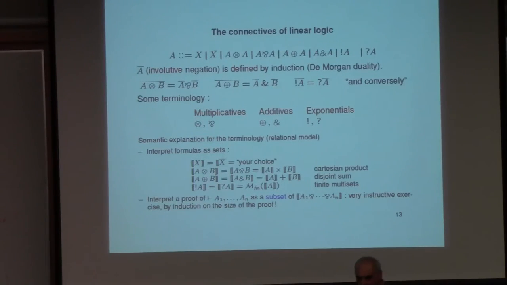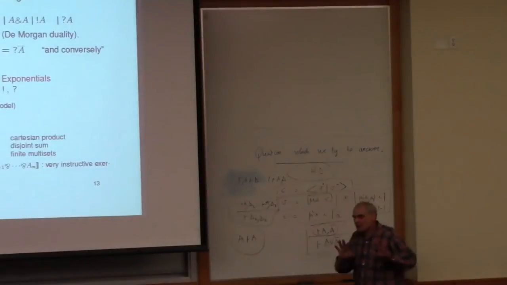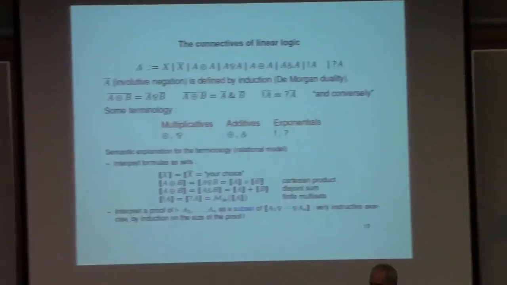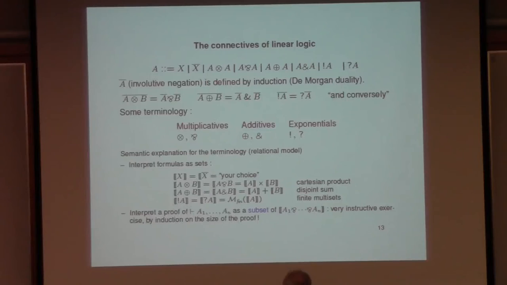The explanation for this terminology comes from the models of linear logic. So I'm touching here on the right side of Bob's picture, trying to give a very, very quick introduction to a very simple and even a bit too degenerate model of linear logic called the relational model of linear logic. It's like denotational semantics. I want to give a meaning to formulas, and I want also to give a meaning to proofs. And that's what I'm going to do.